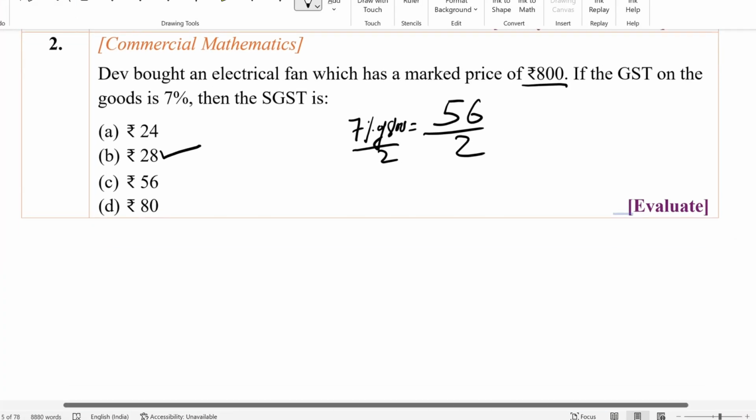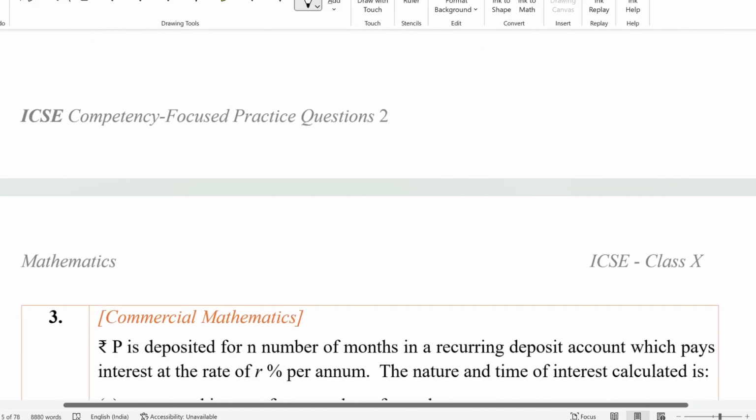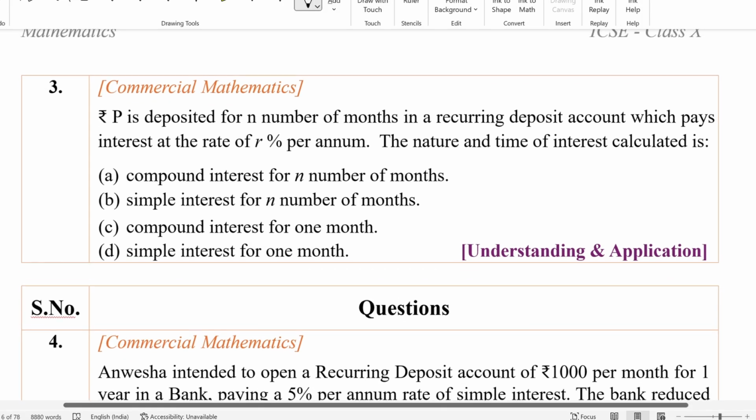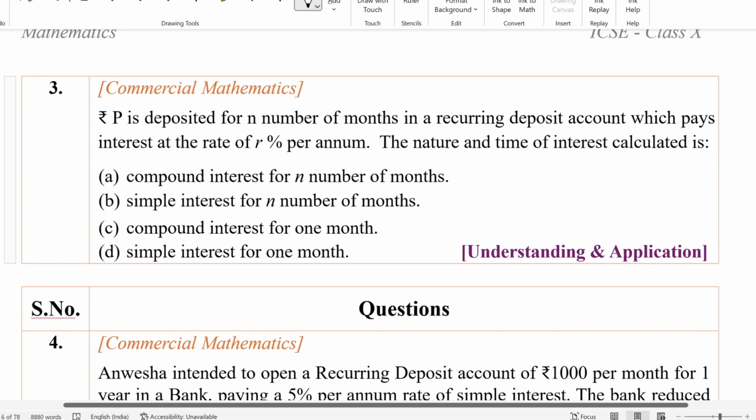Now come to the next question. Question number 3. Rupees P is deposited for a number of months in a recurring deposit account which pays interest at the rate of R% per annum. What is the nature and time of interest calculated? Compound interest for n number of months, simple interest for n number of months, compound interest for 1 month, or simple interest for 1 month.